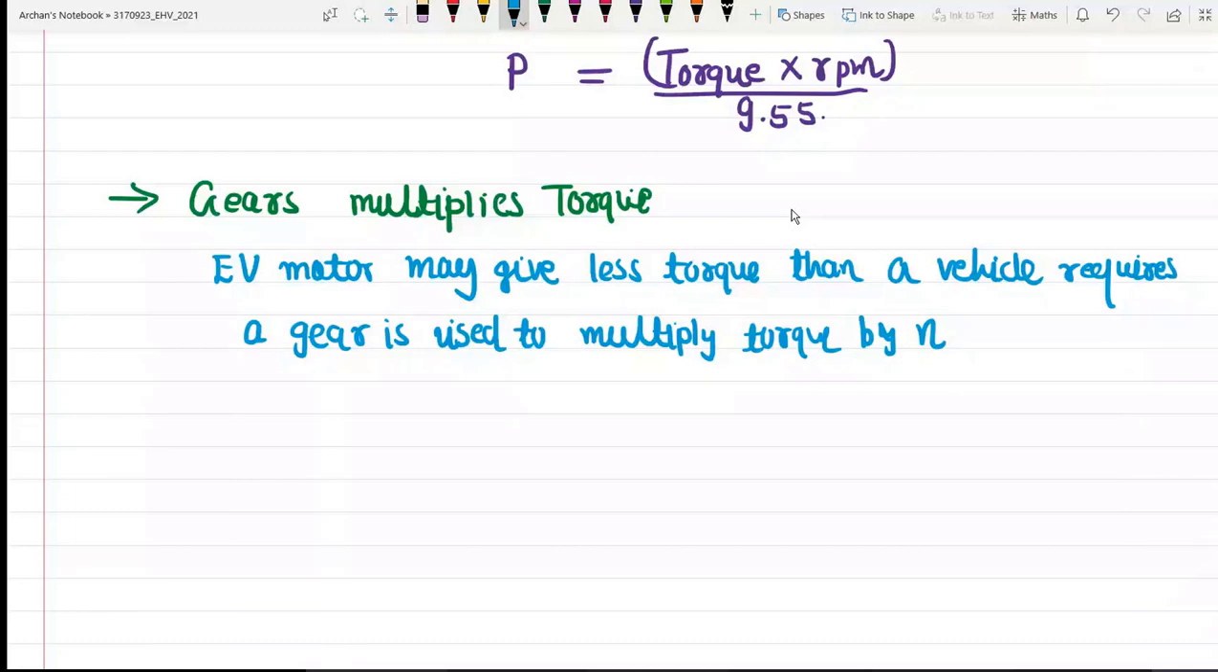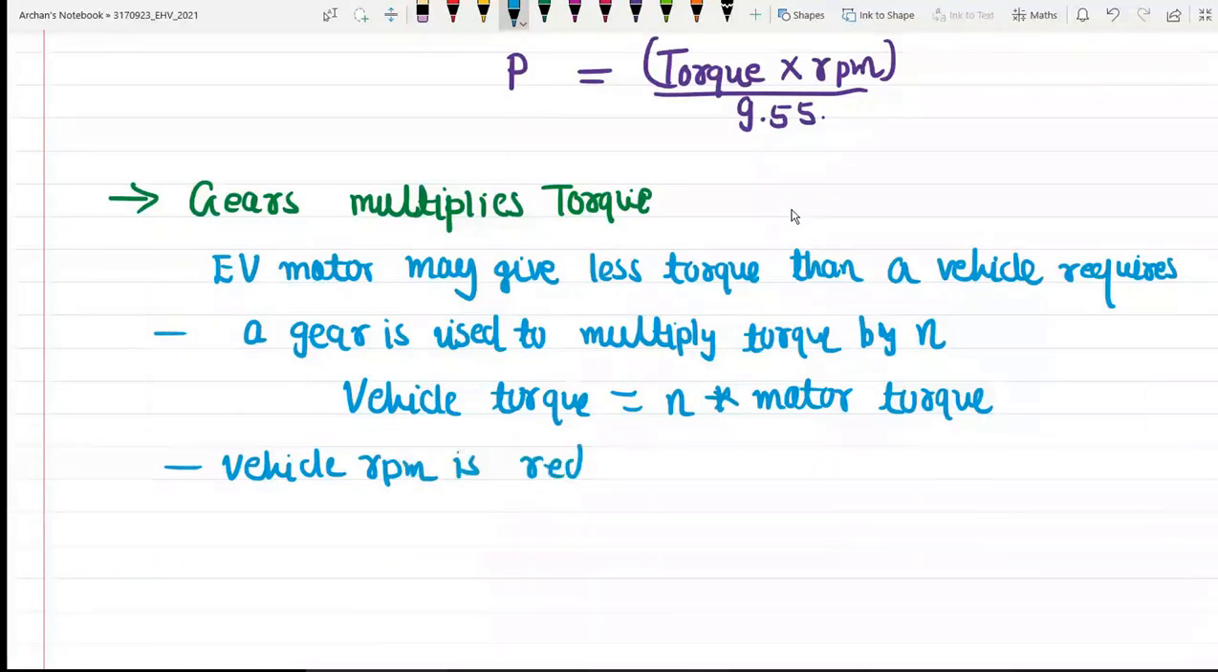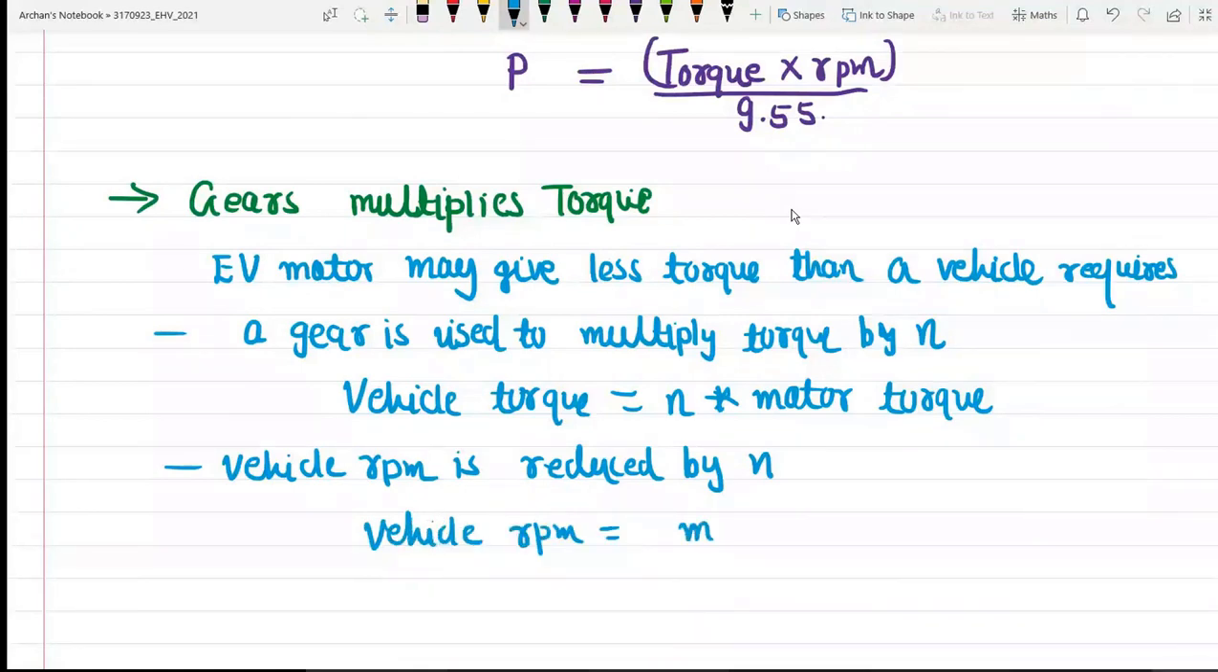Okay, so generally the vehicle torque will be equal to n times the actual motor torque, right? So what will happen to vehicle rpm? The vehicle rpm will be reduced by this factor n. Okay, so what will be the new value of vehicle rpm? Vehicle rpm will be the actual rpm of the motor divided by n.